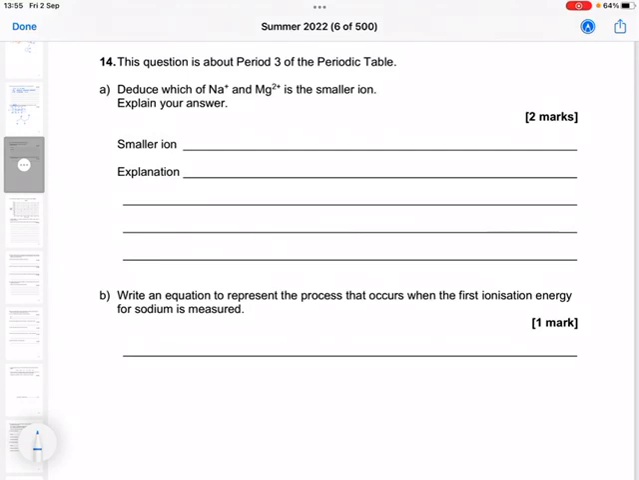This question is about period 3 of the periodic table. Deduce which of sodium, Na+ or Mg2+ is the smaller ion. Let's do the explanation first.